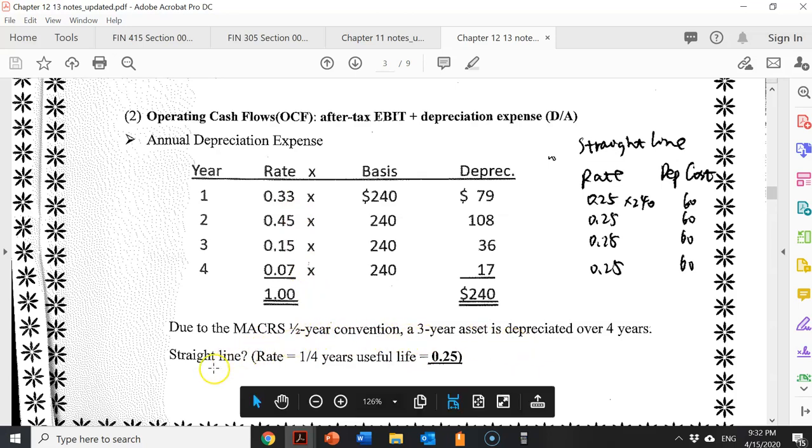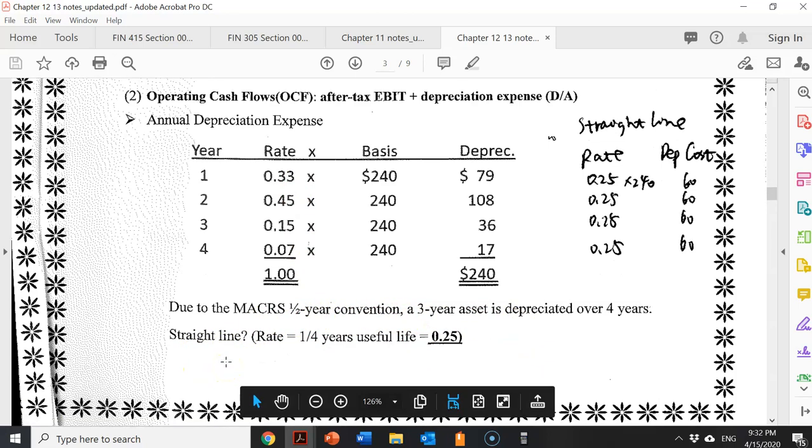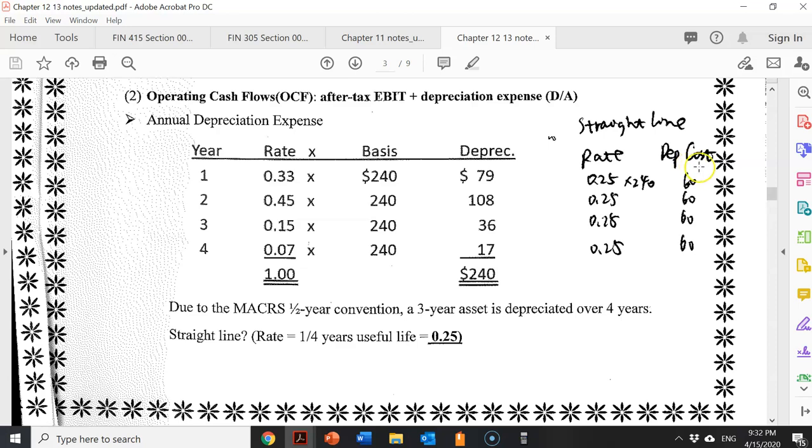If instead we have the straight line depreciation standard, then we would have 1/4 as our annual rate, which is also 0.25. So in the straight line convention, we would use 0.25 multiplied by 240, and our depreciation cost would be 60 for each year for 4 years. That's another way to calculate depreciation. Here we will just use the MACRS half-year convention.